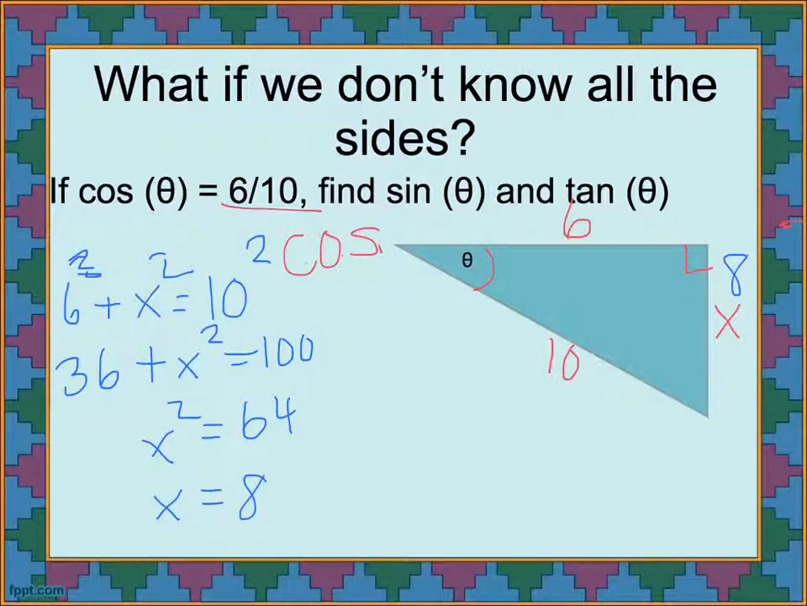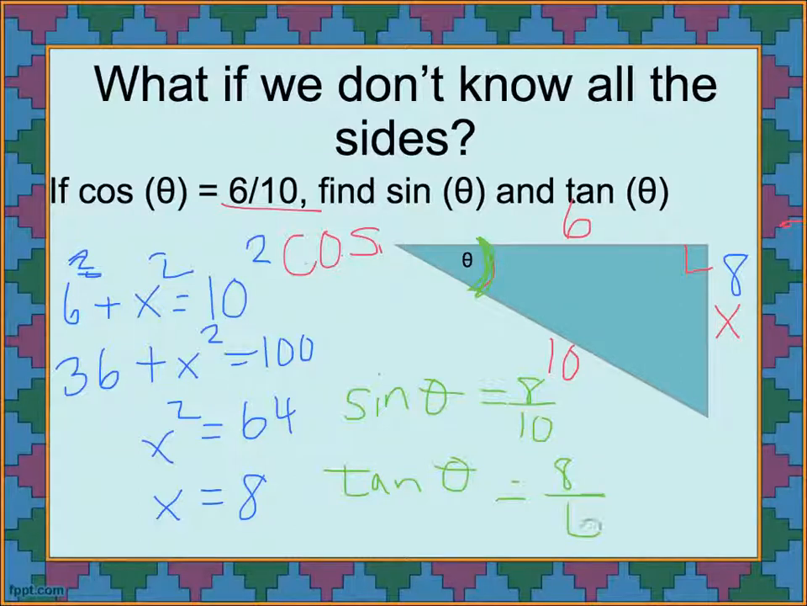Now that I found my missing side, I can ask myself, what is sine of theta? So sine of theta would be opposite. We're still looking from the same angle here. Opposite would be 8 over hypotenuse, 12. And my tangent theta would be my opposite, which is 8, over adjacent, which is 6.